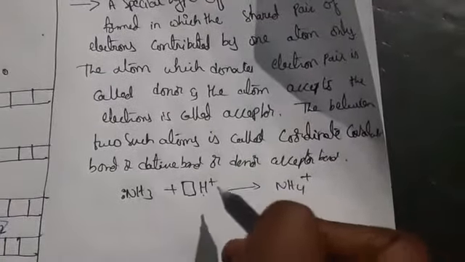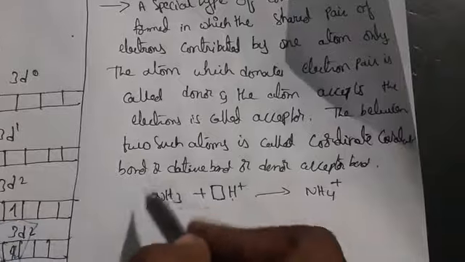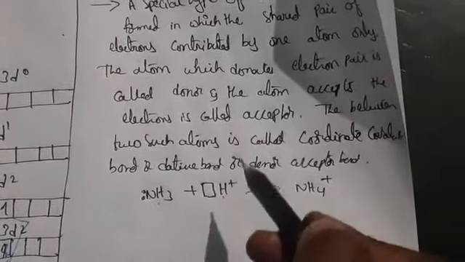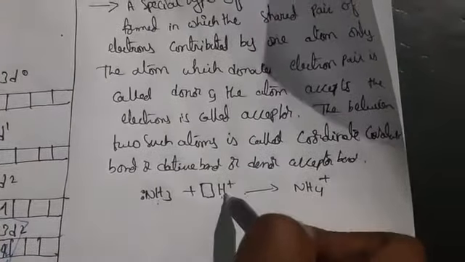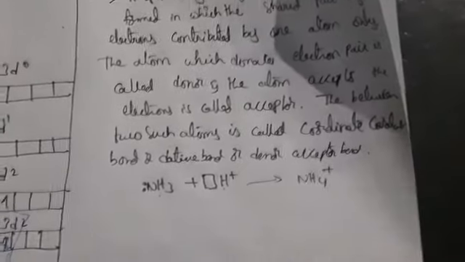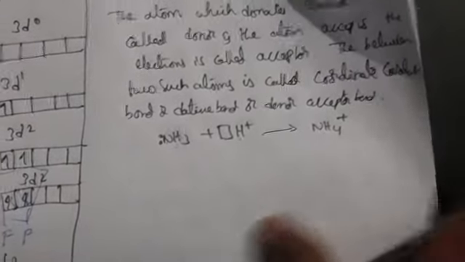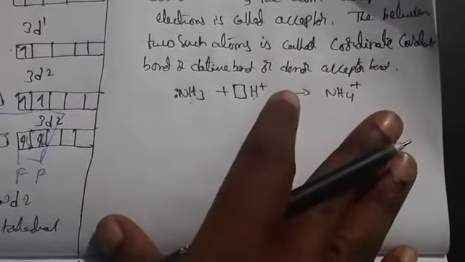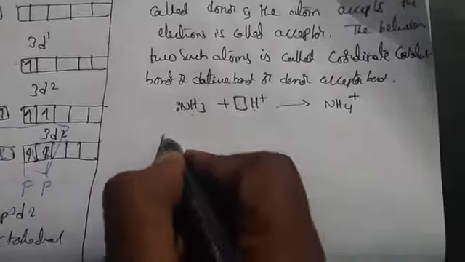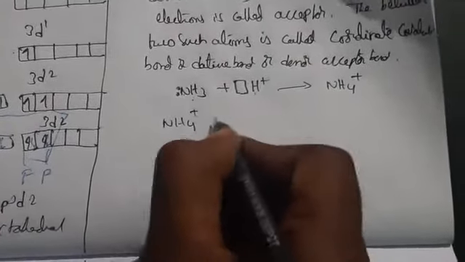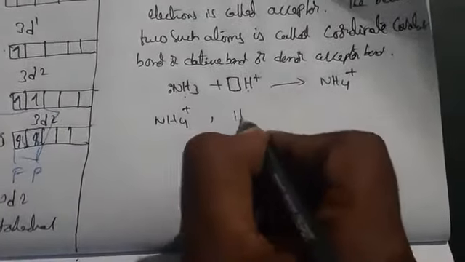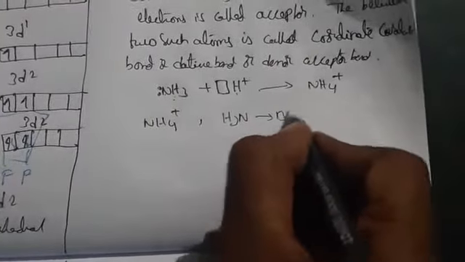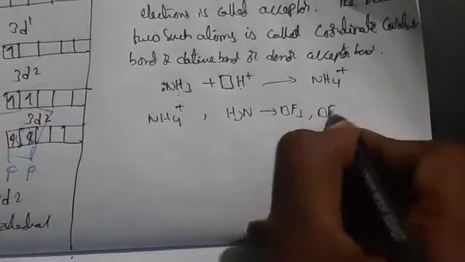One more thing: when a completely filled orbital gives electrons to an empty orbital, we call it a coordinate covalent bond or dative bond. Which compounds does it form? NH4+, NH3 to BF3, and BF4-. These complexes contain dative bonds.